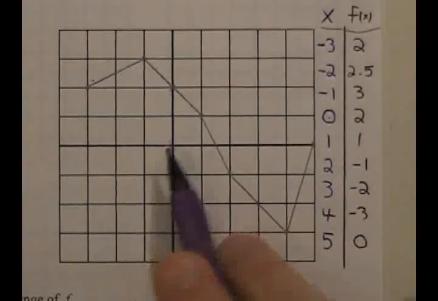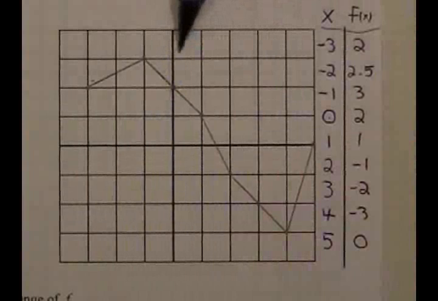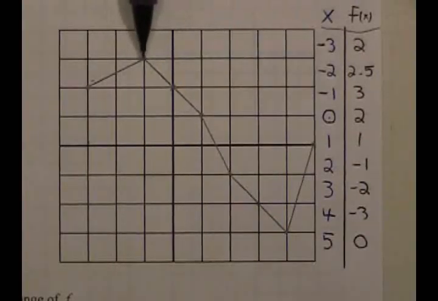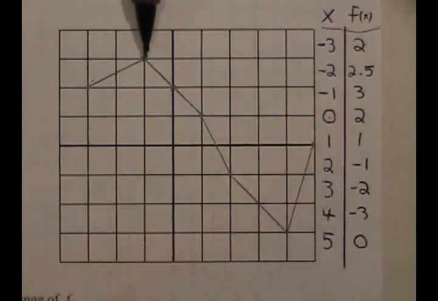Similarly, you can look in the chart, look up here. 3 is up here on the y-axis, on the f of x axis, and there's only one value of x that maps onto it, and again, it's the -1.